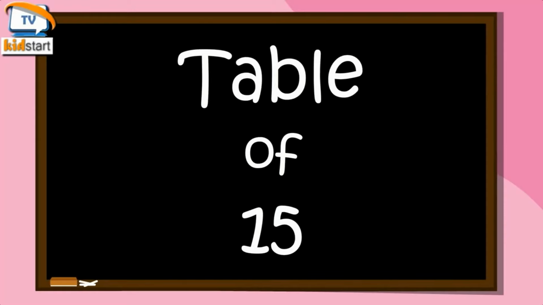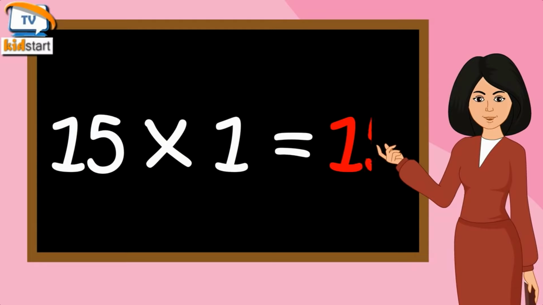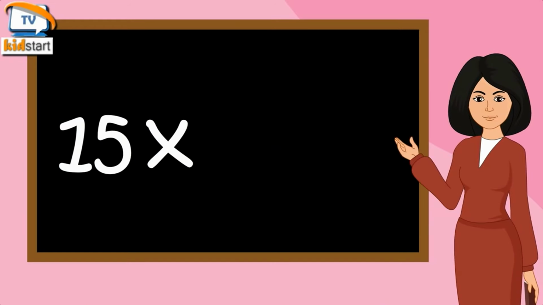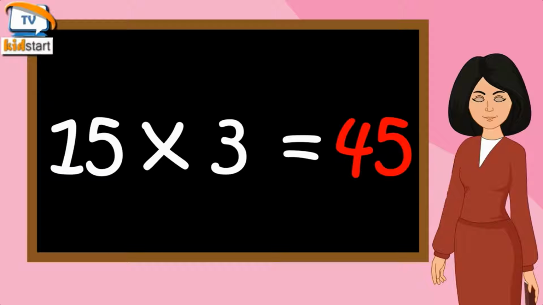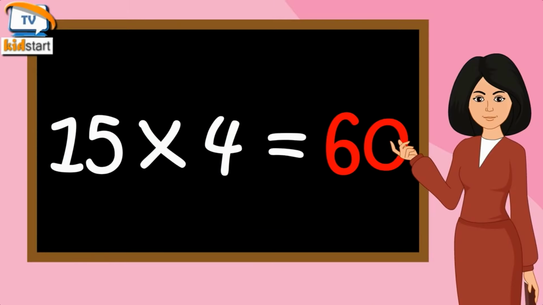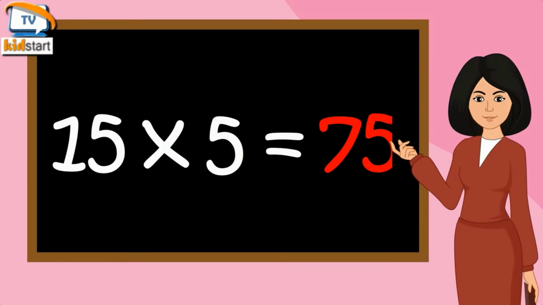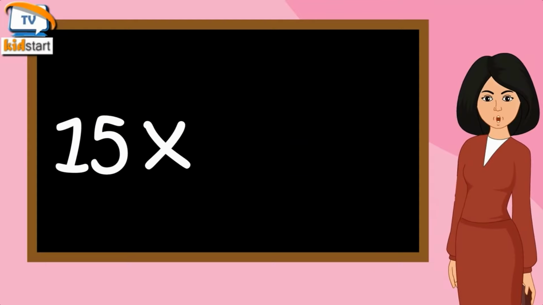Table of 15. 15 ones are 15. 15 twos are 30. 15 threes are 45. 15 fours are 60. 15 fives are 75. 15 sixes are 90.